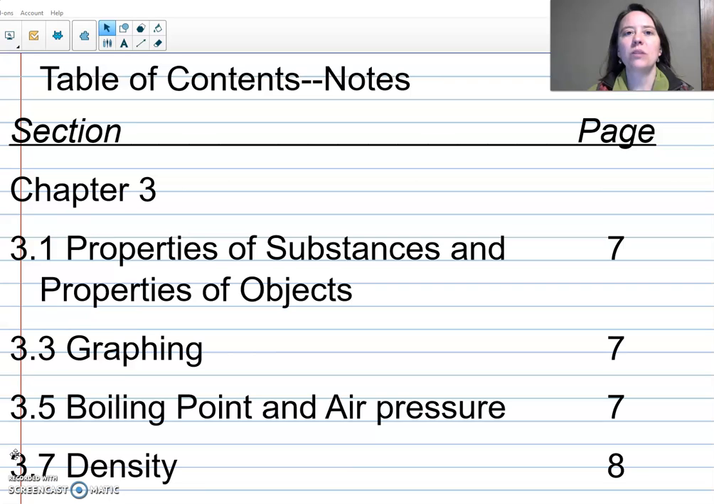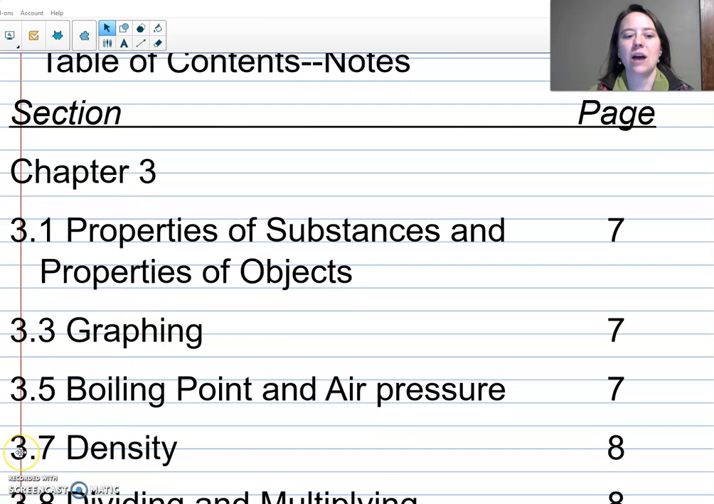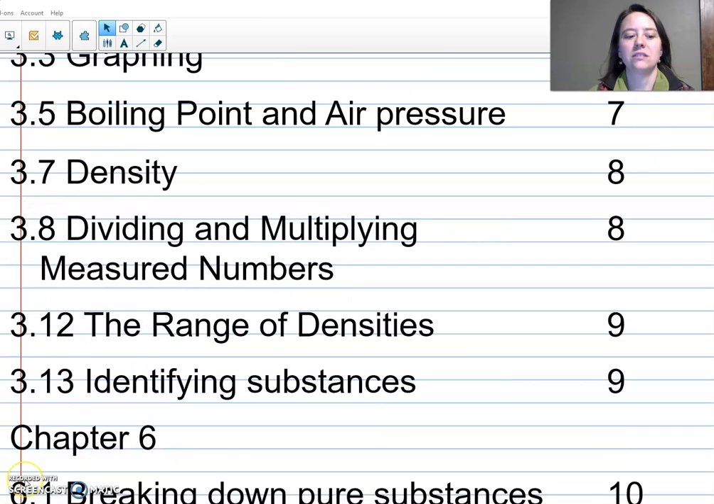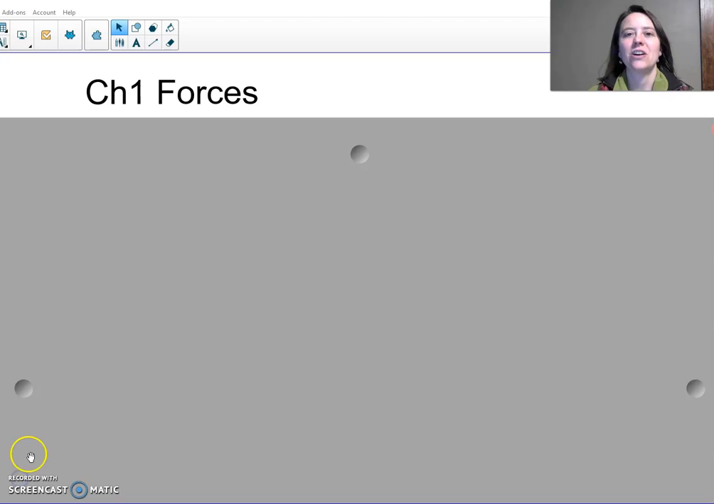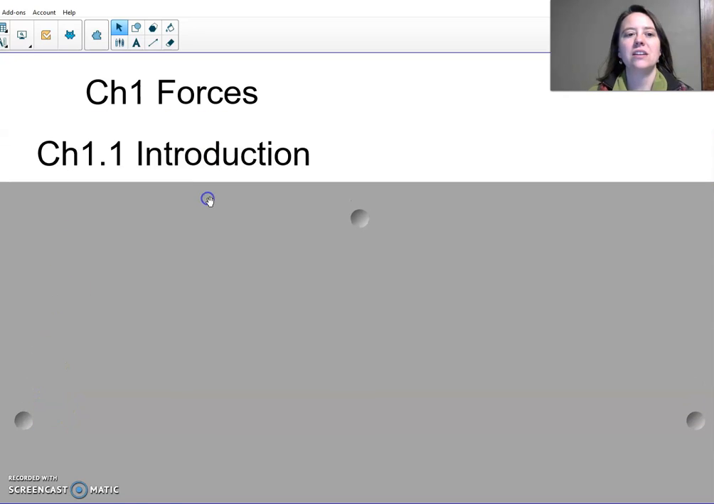Please open up your binder to the notes section just like normal, and then table of contents. Please enter Chapter 1, 1.1, Introduction. And then this should be a new page. So start a new page and write your page number in there. Go to that new page in your note section of your binder and write down Chapter 1, Forces. And then Chapter 1.1, Introduction.